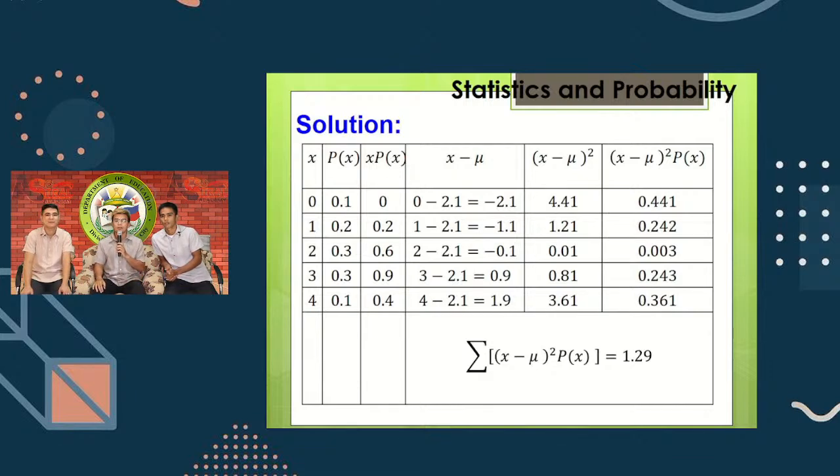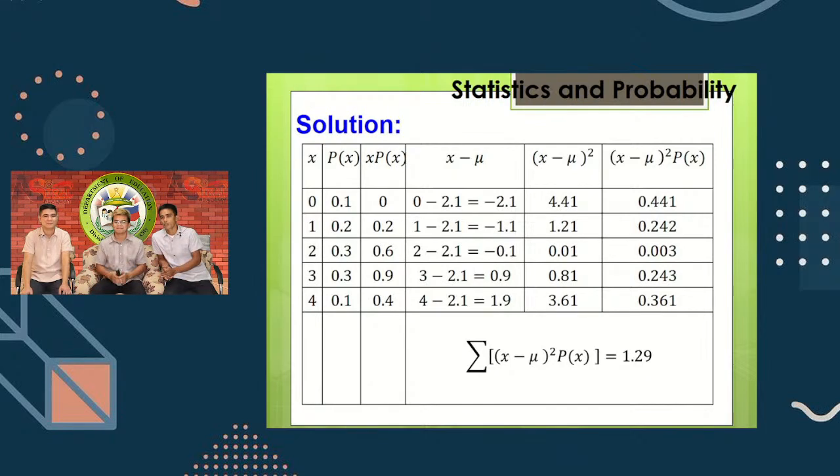So we are to use that in the fourth column. For the fourth column, we are to subtract the mean from x. So for our x, we have 0 minus the mean 2.1 equals negative 2.1. 1 minus 2.1 is negative 1.1. And then the rest will follow: negative 0.1, 0.9, and 1.9. So what is the next column, Sir Vincent?